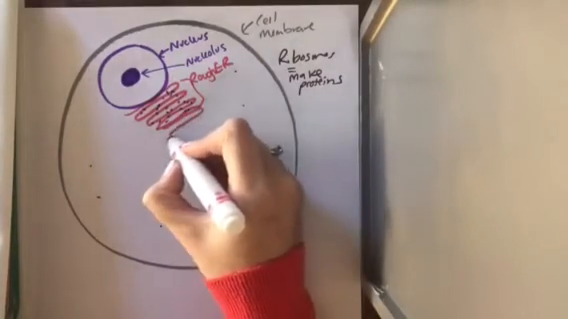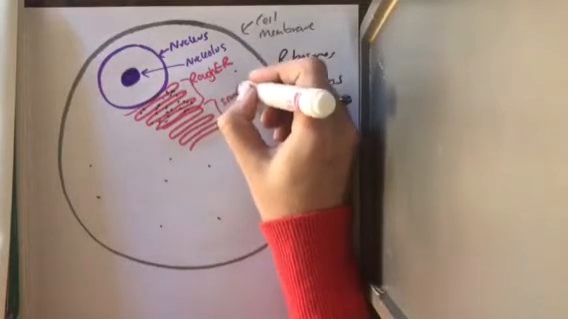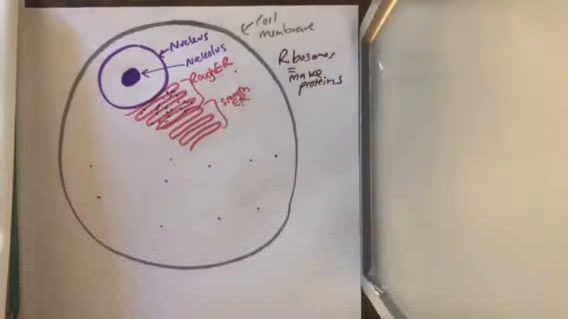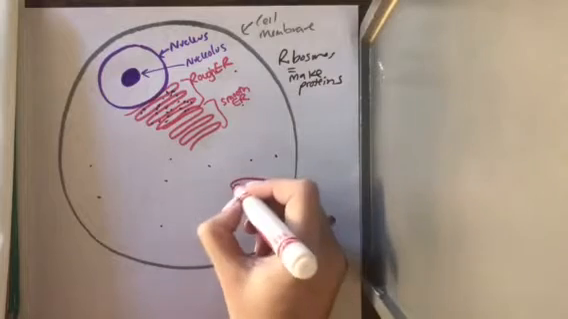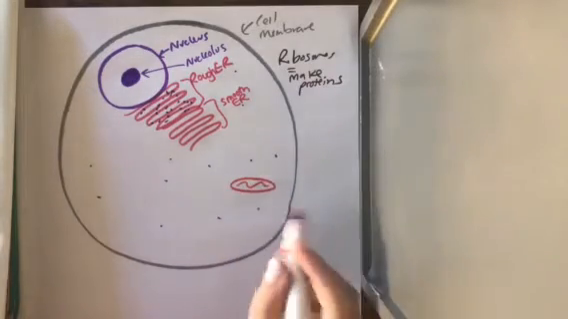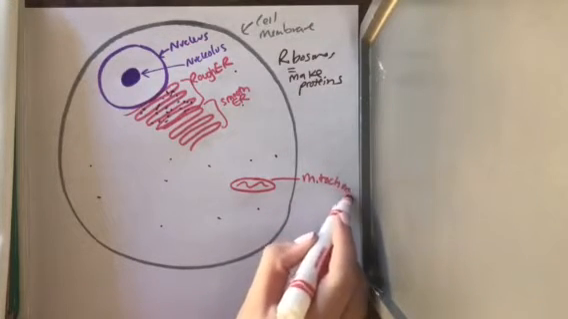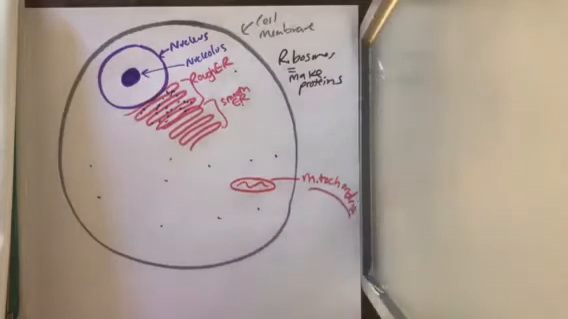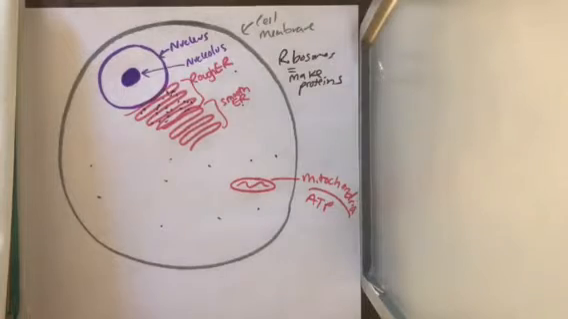Next to the rough ER, we have the smooth ER. And you can see it's smooth, there's no bumps. Smooth ER. Also very similar to, or the same as in the plant cell. Animal cells have mitochondria, just that little squiggle. Mitochondria, and these make ATP, or energy for the cell, right?